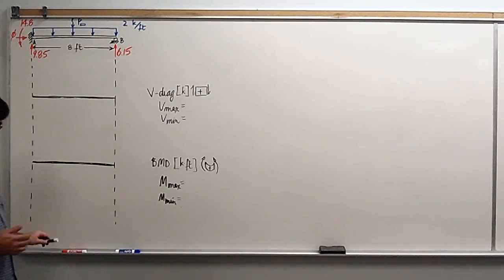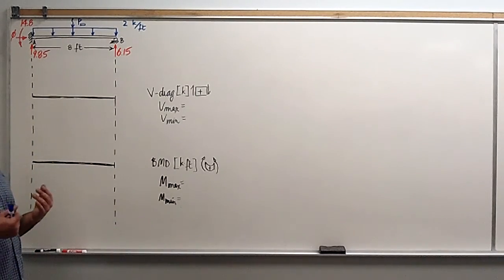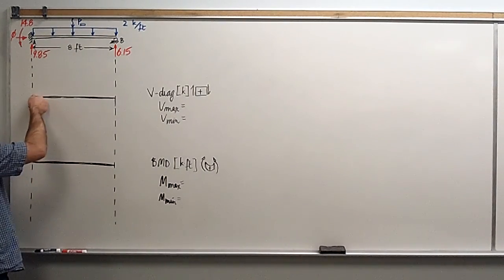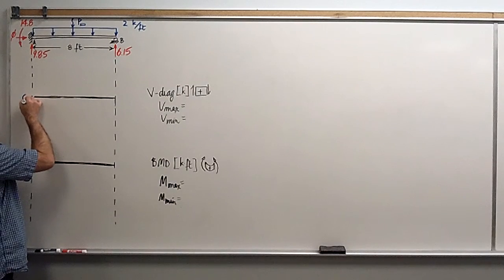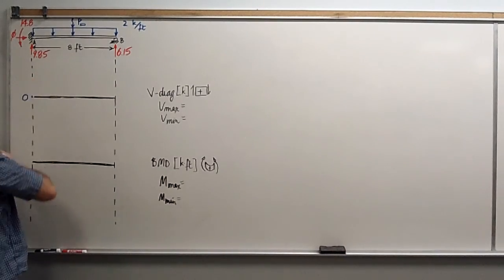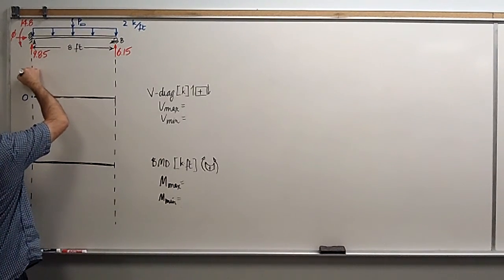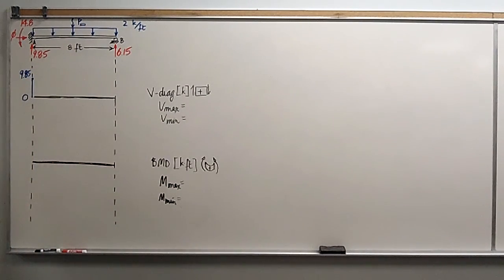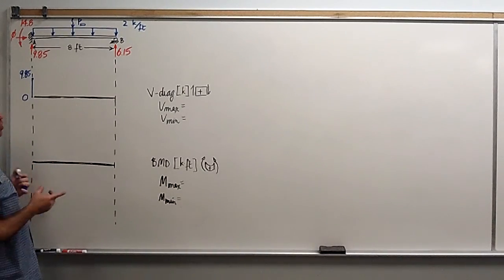And now I'm ready. So first things first, shear diagram. I go left to right, starting at the leftmost point. At this location here, I start at 0. And then I go up or down by whatever shear inducing force I have. At A, I have 9.85 going up. So that's what I do. And now I have to move to the next point where there's a force that's inducing a change in shear.